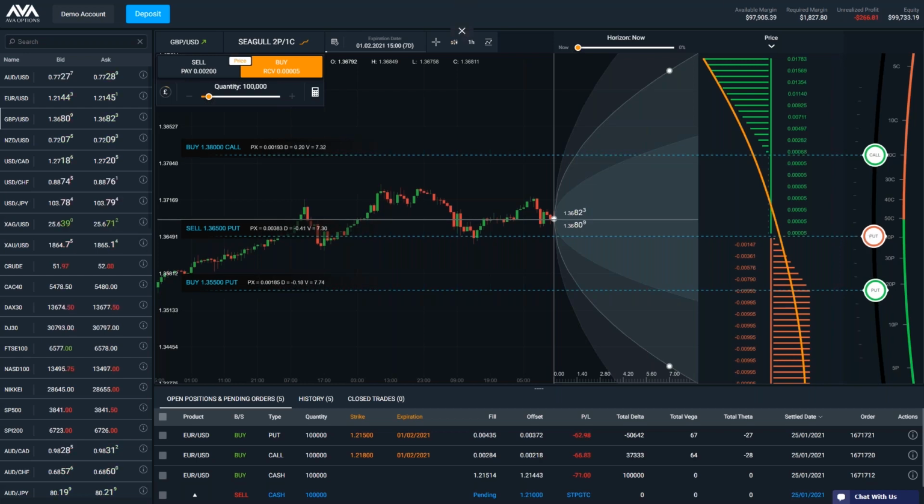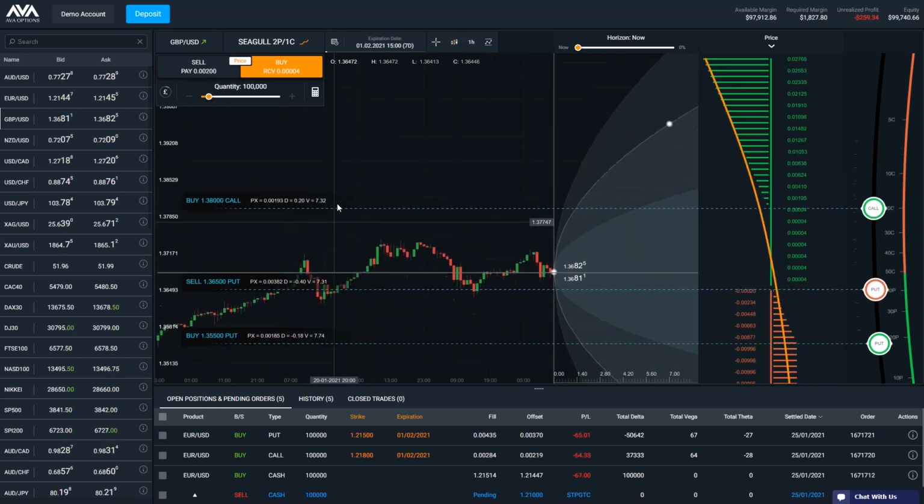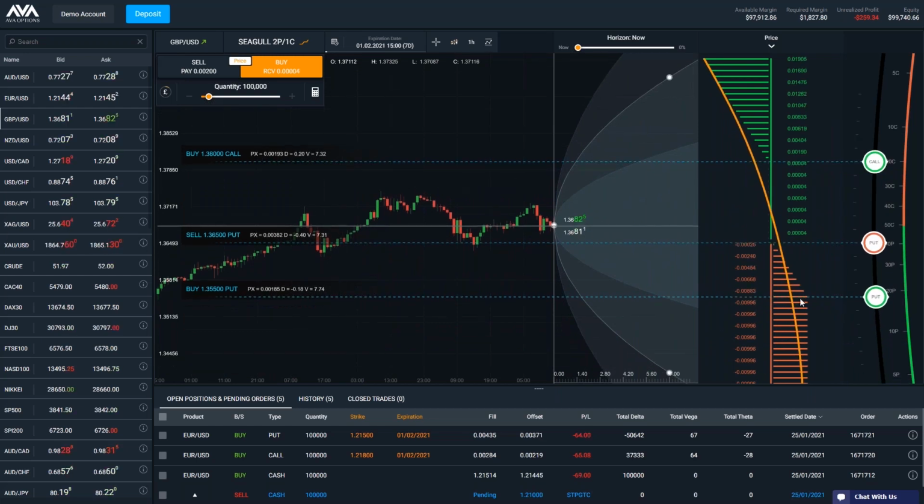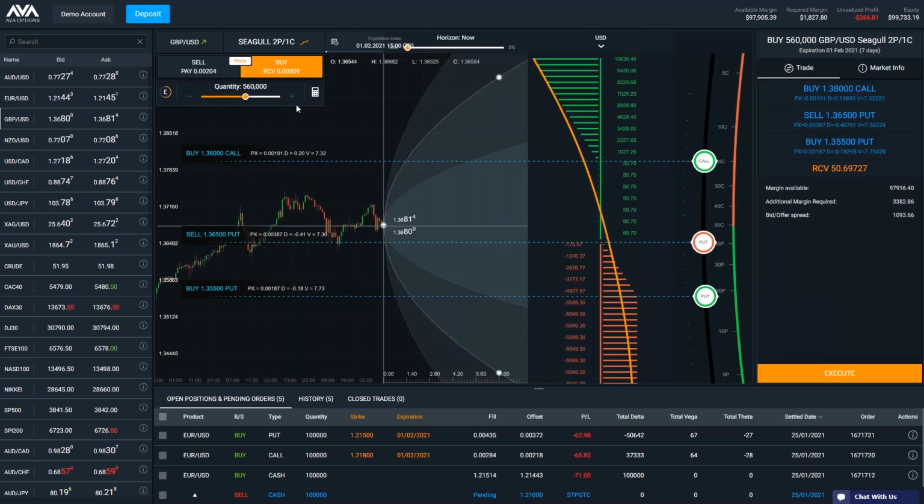If the market moves higher, I can have unlimited profits. If the market moves lower, I have limited losses. How much? I can see it in dollars. I can change the size of the trade. I can see how much margin I need. Everything's here ready to trade.